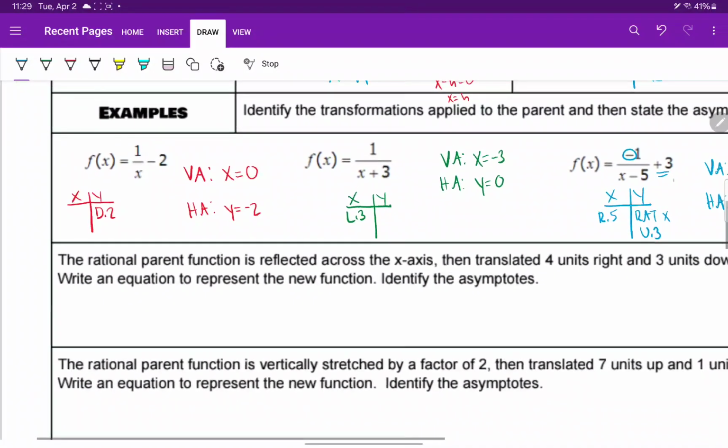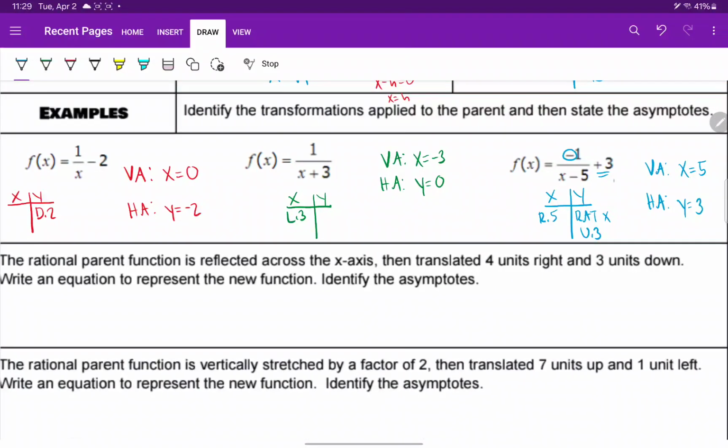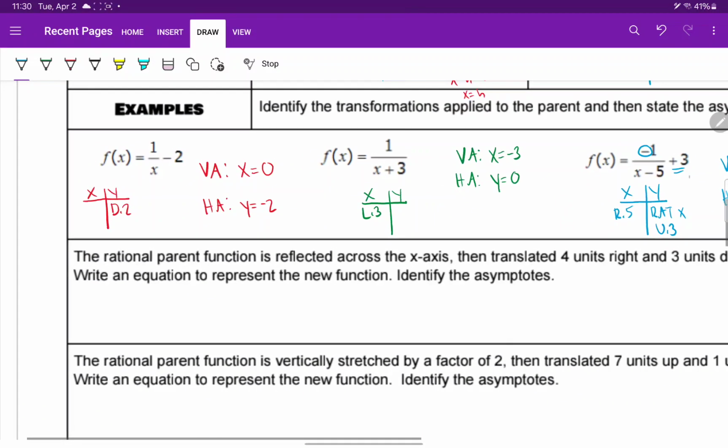The rational parent function is reflected across the x-axis, then translated 4 units right, and 3 units down. Write an equation to represent the new function. Identify the asymptotes. Okay, so here, let's talk about the parent function equation, or the standard form here. So y equals a divided by x minus h plus k.